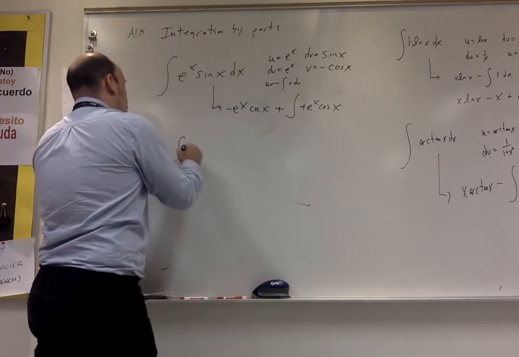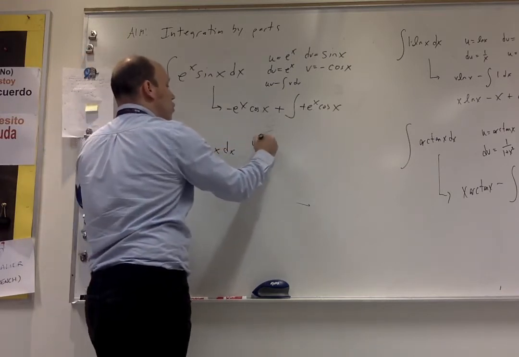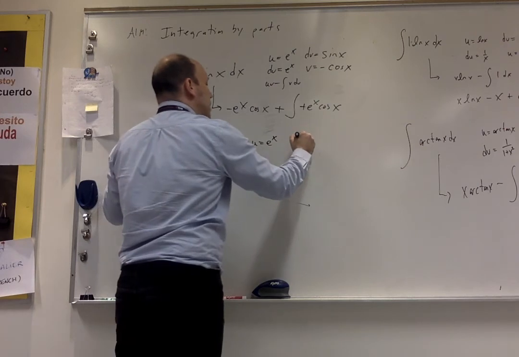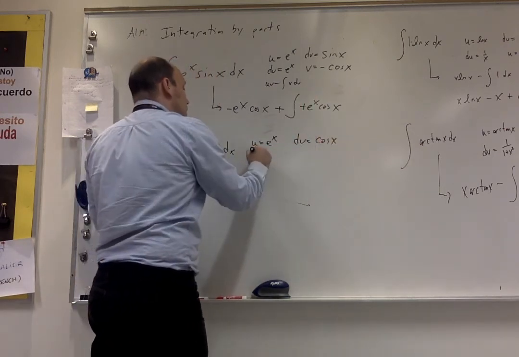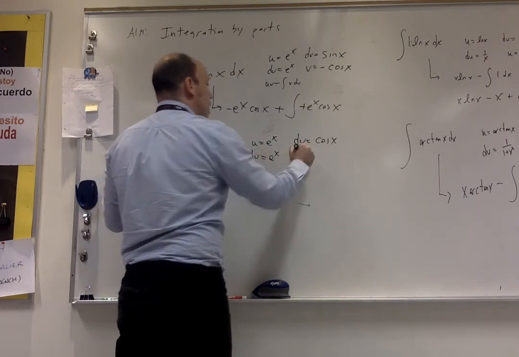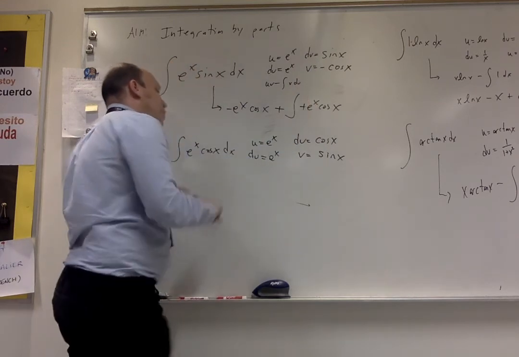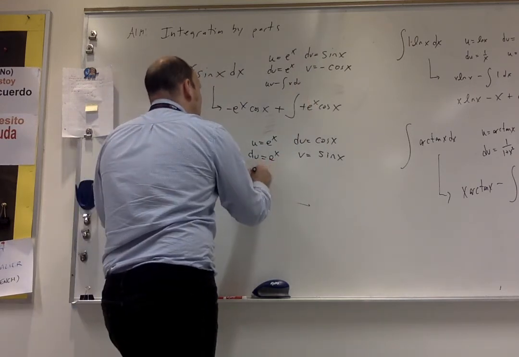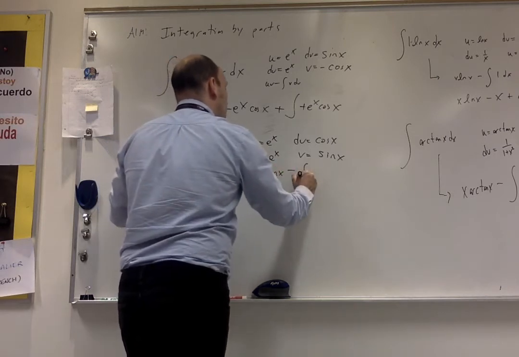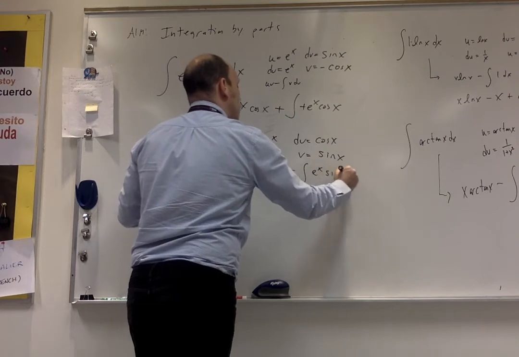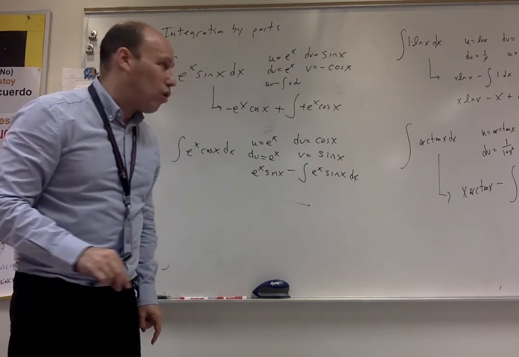Fine. The integral of e to the x cosine of x dx, I'm going to let my u be e to the x, and let my dv equal cosine of x. Okay, du equals e to the x, and v equals sine of x. So I have e to the x sine of x minus the integral of e to the x sine of x dx. And you're like, well, I'm going in circles. Exactly, you're going in circles.